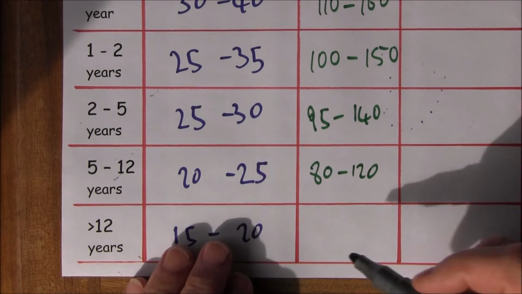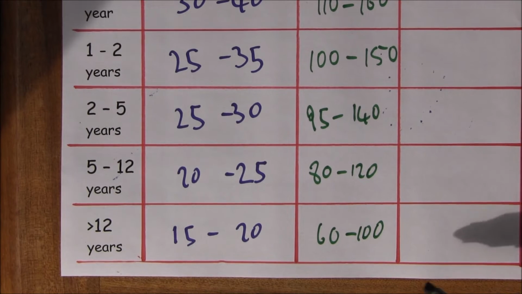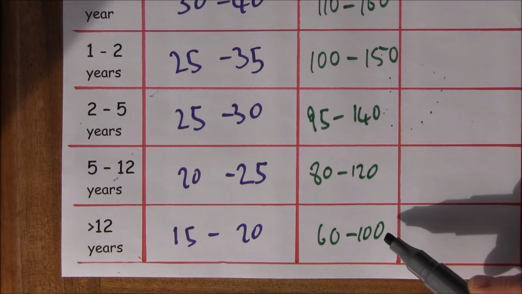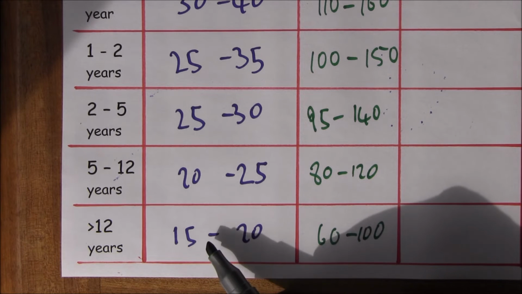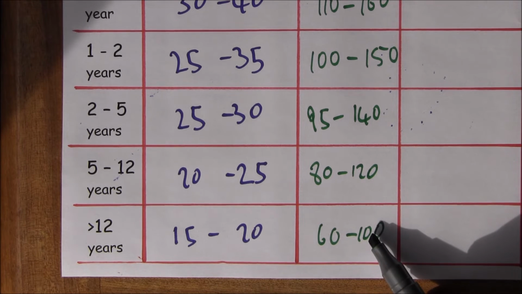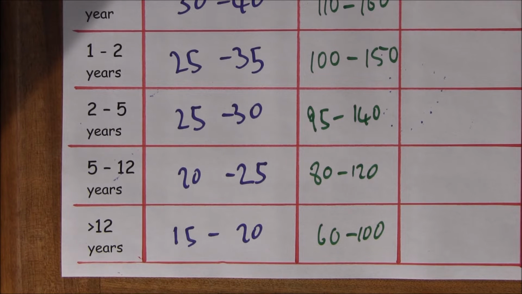And then we'll say 60 to 100 for greater than 12, which indeed is what we say for a sinus rhythm in adults. So just as these were breaths per minute, these are contractions of the heart per minute. So what are the factors here in heart rate?